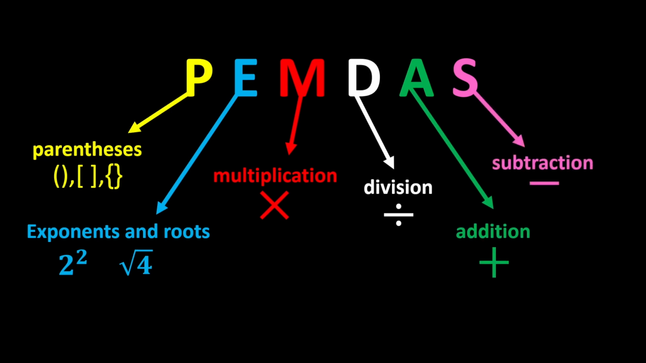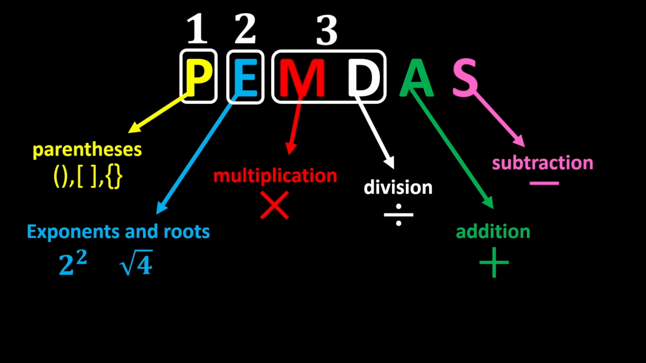According to PEMDAS, in every mathematical expression we encounter, the first step is to evaluate the expressions inside the parentheses. In the second step, we compute expressions involving exponents and roots. Then, in the third step, we calculate multiplication and division. In the final step, we perform addition and subtraction.